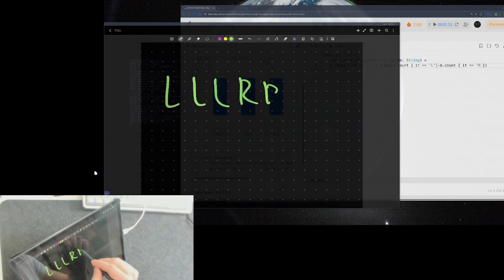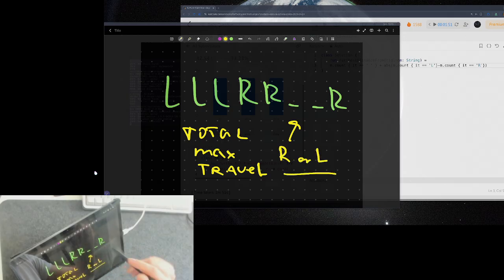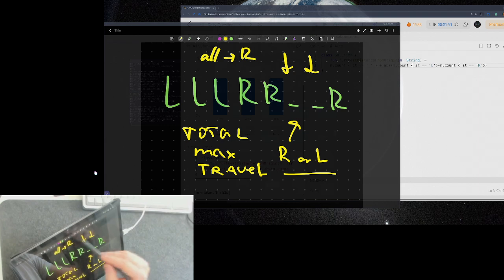For example, we have a list of L's, R's, and underscores. We want to find the total maximum travel. If we replace underscores with R or L, the solution is just brute force: replace all to R and check, and then replace all to L and check again.